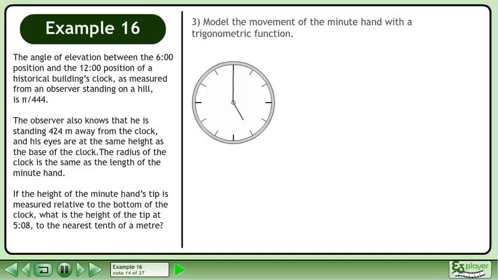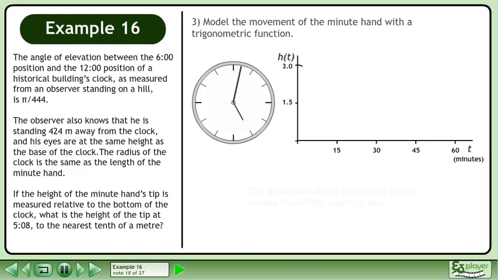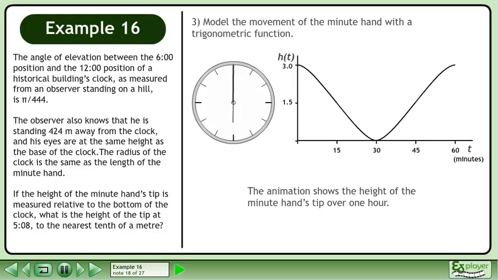Next, model the movement of the minute hand with a trigonometric function. Time goes on the x-axis and the height goes on the y-axis. Introduce ticks on the time axis. Introduce ticks on the height axis. The animation shows the height of the minute hand's tip over 1 hour.